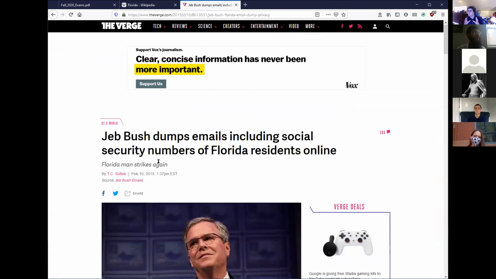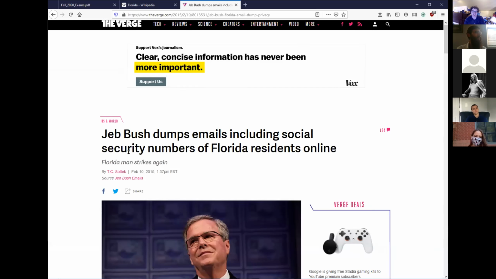Now, I'm not picking on Jeb Bush because of any partisan animosity. If any other candidate did this, I would have chosen that candidate. But this is a perfect example, and I love taking things from the real world to show you what we did. Yes, Florida man strikes again in the byline.